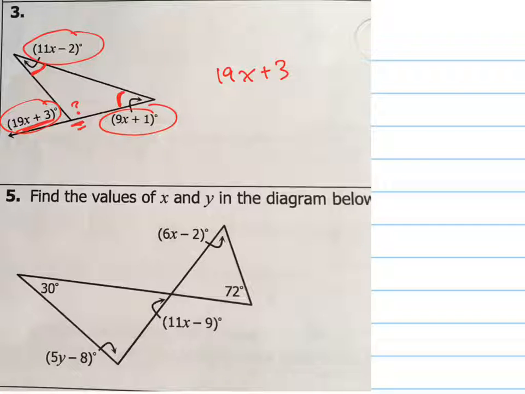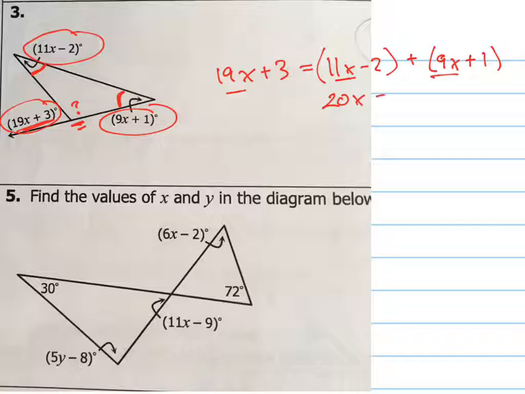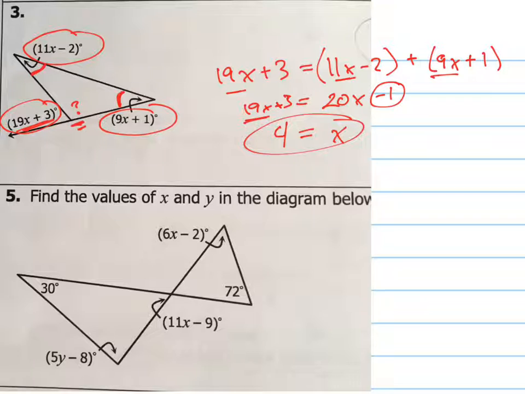So I'm going to write it as 19x plus 3 equals 11x minus 2, I'll use parentheses around that, plus 9x plus 1. Got it? And now I can just solve that equation. So add those together, subtract it from here. So that's 20, actually, no. This is 20x minus 1 equals 19x plus 3. Move this over to the other side so the x's stay positive. It just makes it easier. So I'm subtracting 19x from both sides, and then I'm adding 1 to both sides. So x equals 4.